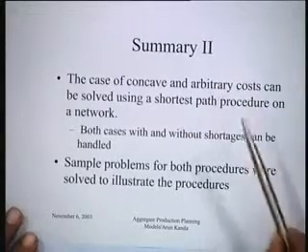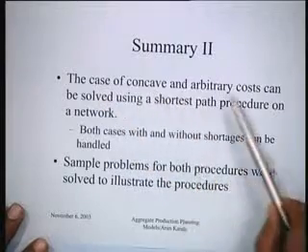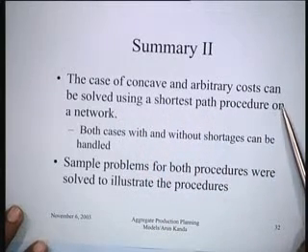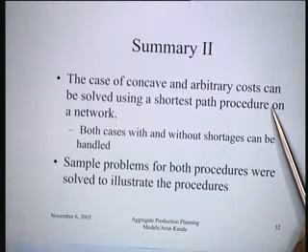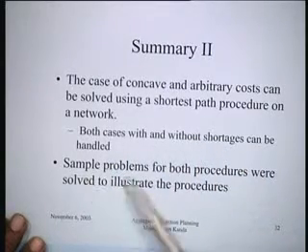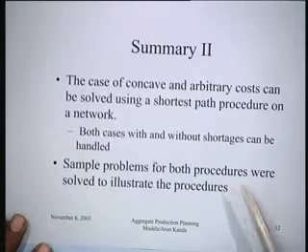And then finally, we took up the case of general concave and arbitrary costs, in which we considered a problem in which there was a setup cost and there was a production cost and a holding cost in that sense. So the case of concave and arbitrary costs can be solved using a shortest path procedure on a network. And finding out the shortest path in case there were no shortages was relatively simple. All it involved was calculating the lengths of each arc and then determining the shortest path. And both cases, with and without shortages, can be handled in this particular situation. Sample problems for both these procedures were solved to actually illustrate the procedures. That's what we essentially do.